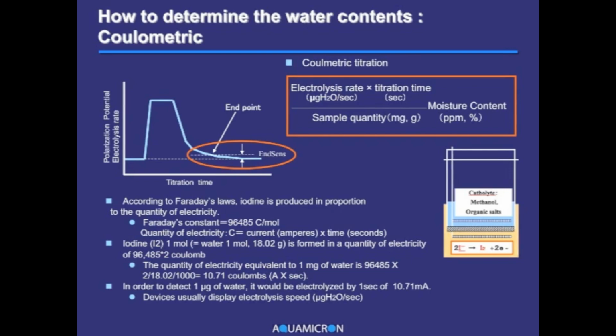The weight of water is calculated as the integration value of the elapsed time and the electrolyzing velocity, which is indicated at the top display of the colorimetric titration analyzer, and about which I will speak soon. The concentration of water is, again, calculated as the water weight divided by the sample weight.